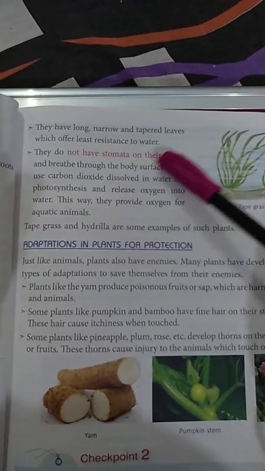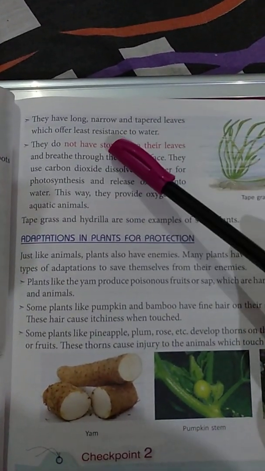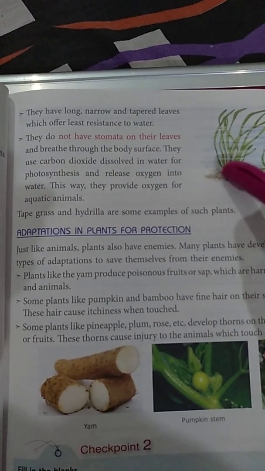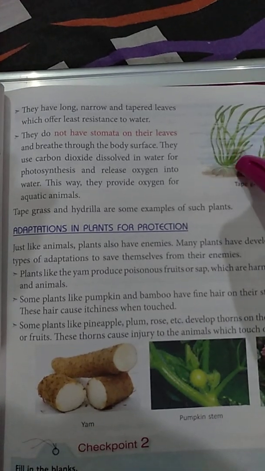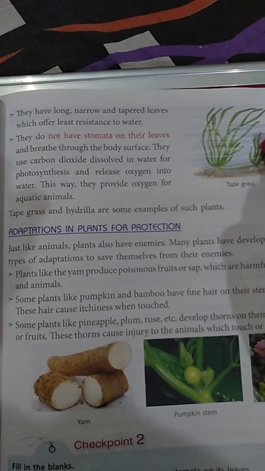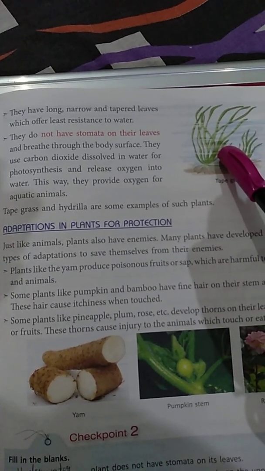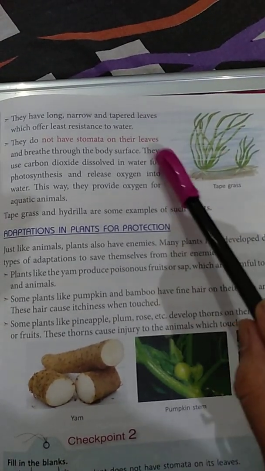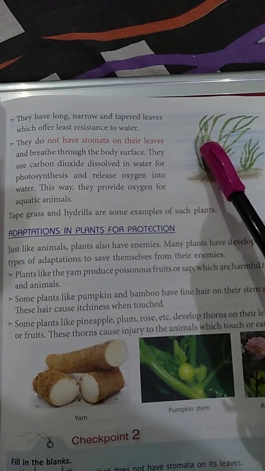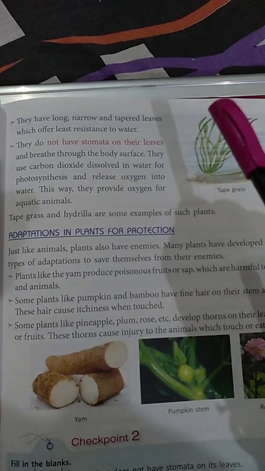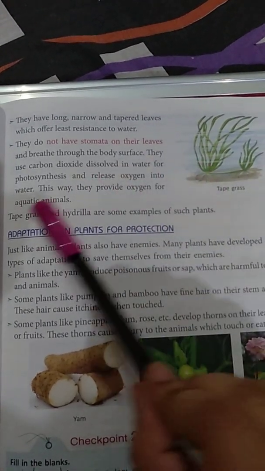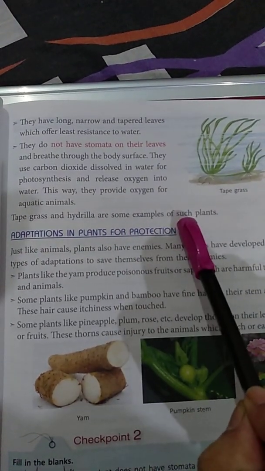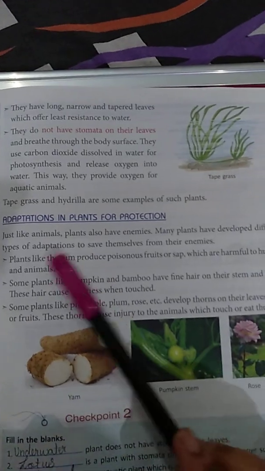They have long, narrow and tapered leaves which offer least resistance to water. They do not have stomata on their leaves and breathe through the body surface. They use carbon dioxide dissolved in water for photosynthesis and release oxygen into the water. This way they provide oxygen for aquatic animals. Tape grass and hydrilla are examples of such plants.